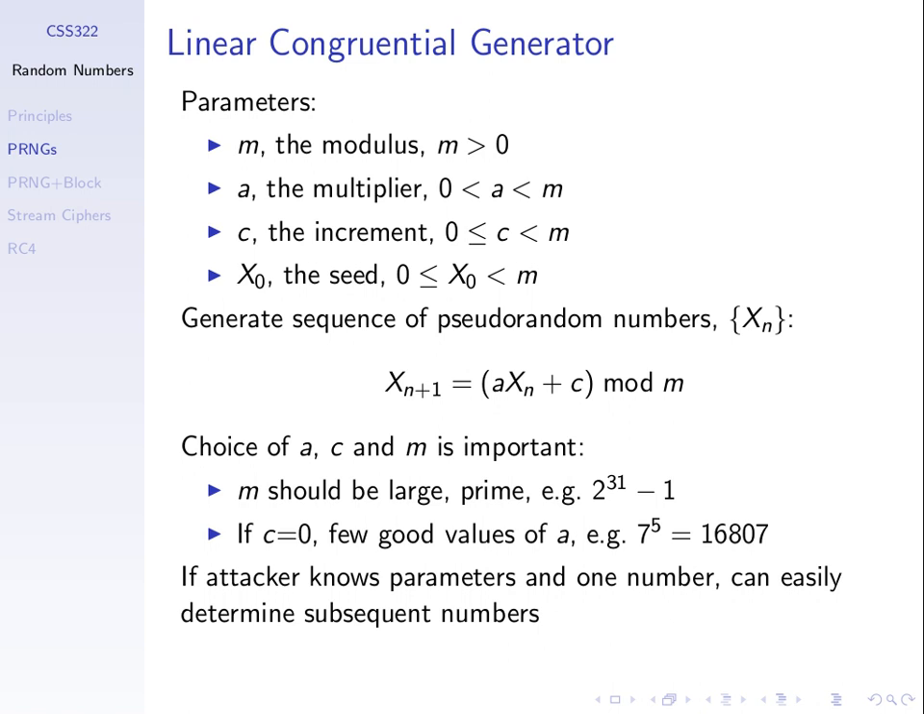A equals 7. Our multiplier is 7, so it's 7 times the previous value. C is 0, plus nothing, mod 32. X0 is 1, so x1 will be 7 times 1, mod 32. 7 times 1 is 7, mod 32 gives us 7. X2 is the previous value, 7, times our multiplier, which is also 7, 49, mod 32, 17.